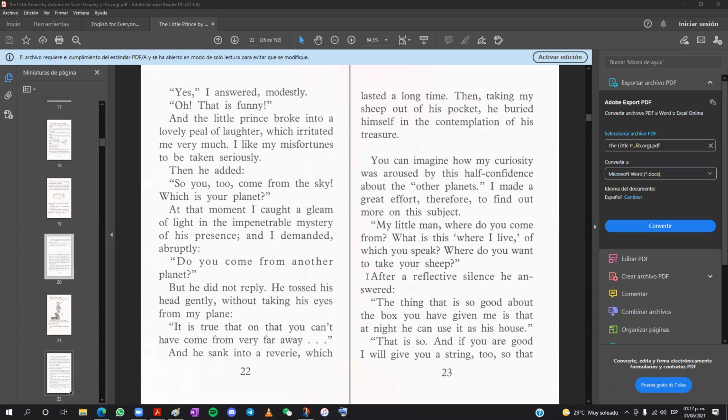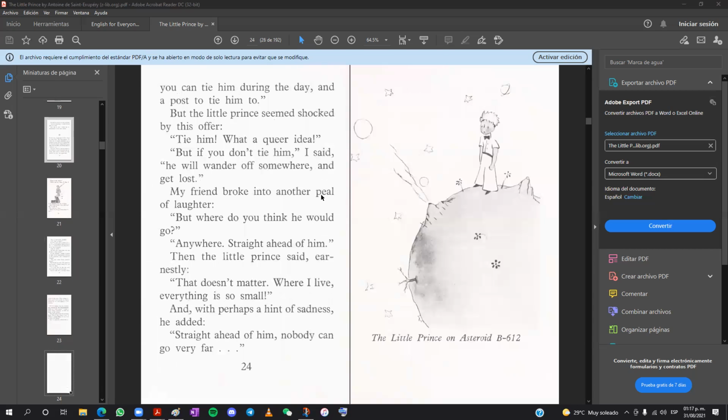After a reflective silence, he answered. La W no se pronuncia. The thing that is so good about the box you have given me is that at night he can use it as his house. That is so, and if you are good, I will give you a string too, so that you can tie him during the day, and a post to tie him to. Ajá, hasta ahí está bien.